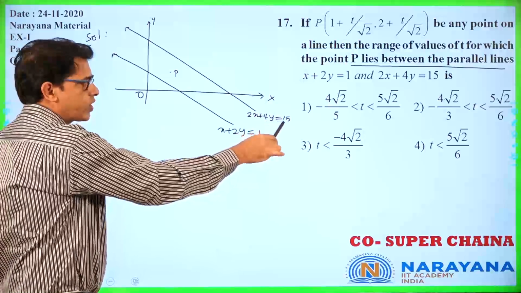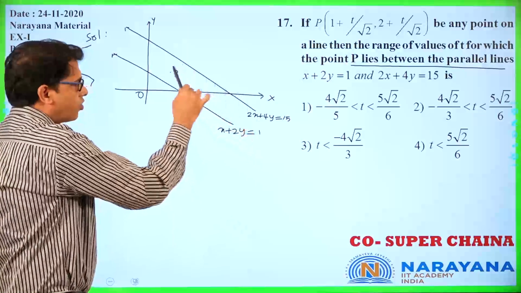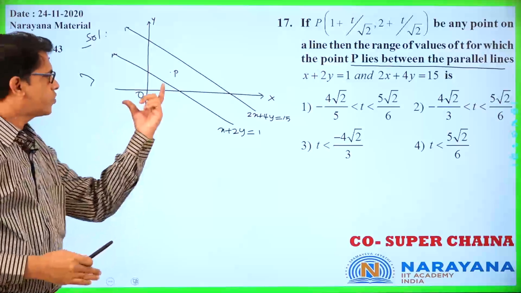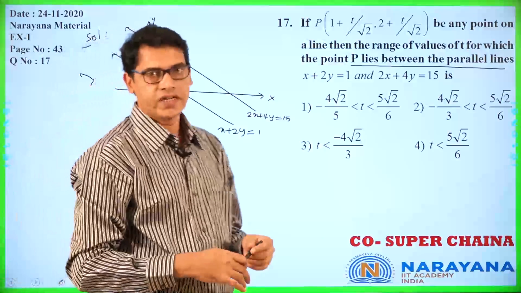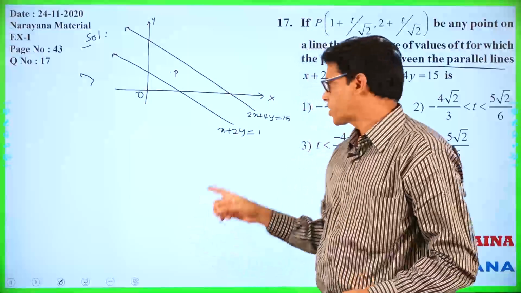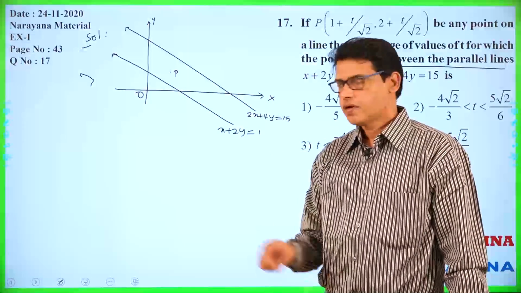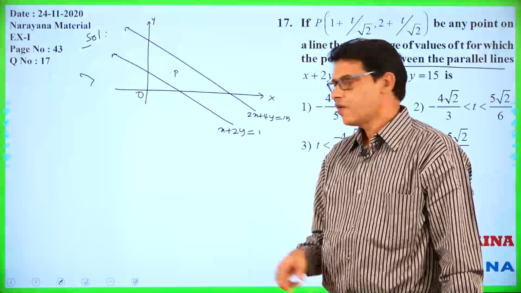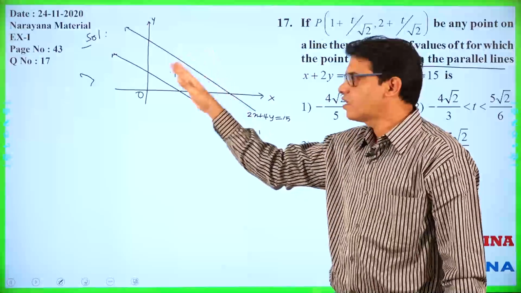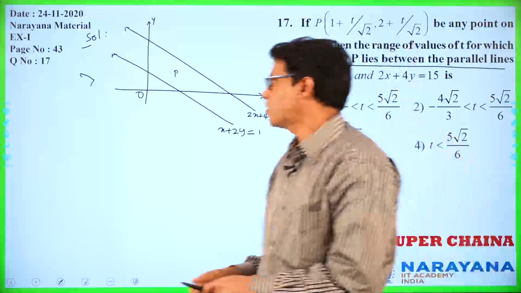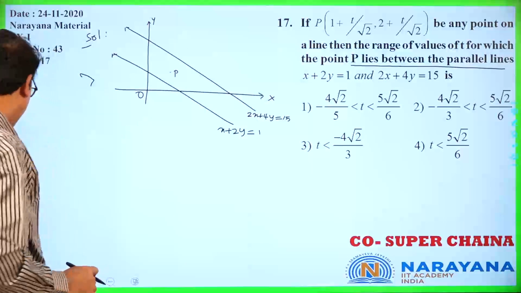Now if you consider this line, 2x plus 4y equal to 15, both are below that one. Means these 2 points lie on the same side. Okay? So if you take the first line, points lie on opposite sides. If you take the second one, points lie on the same side. Apply these two conditions so that we can find the range.